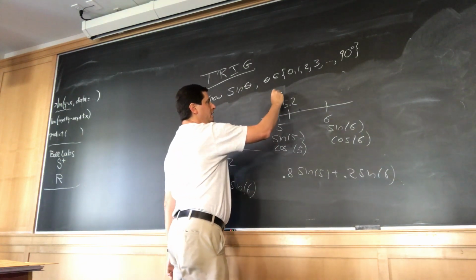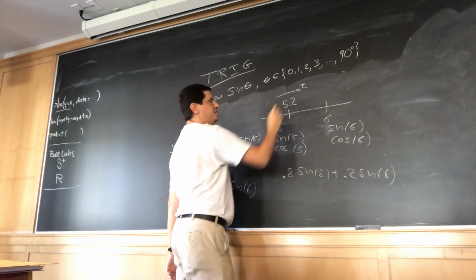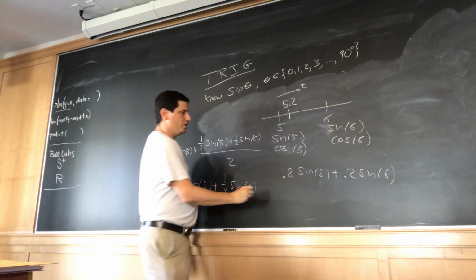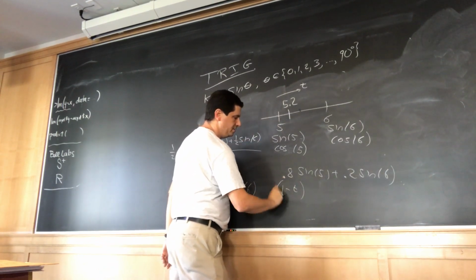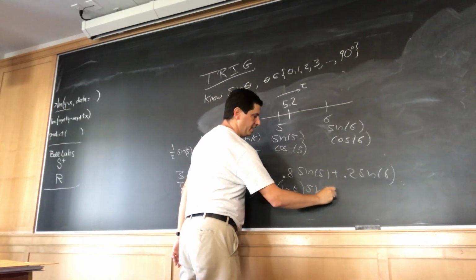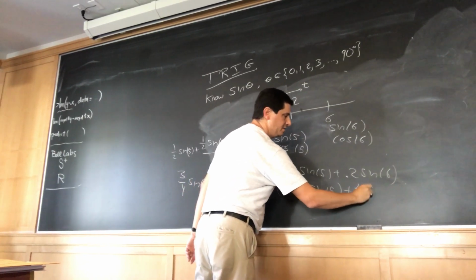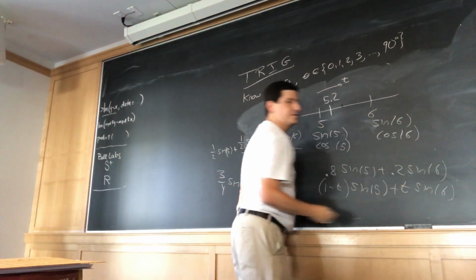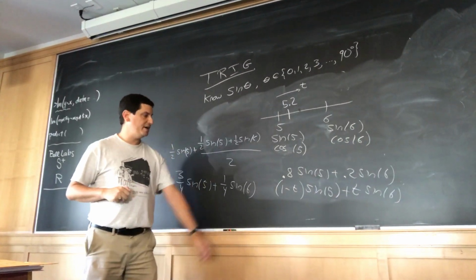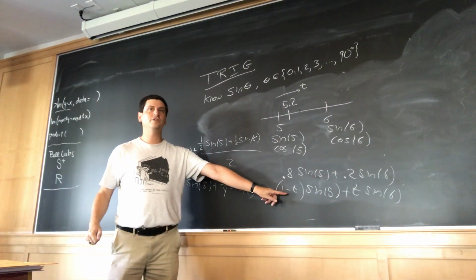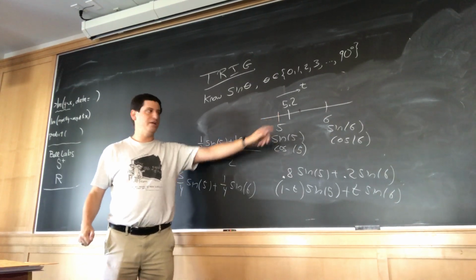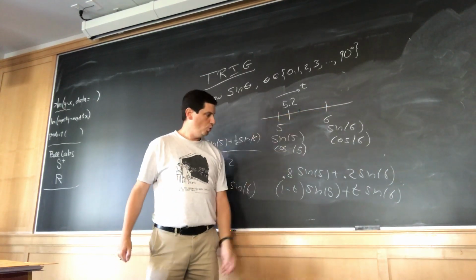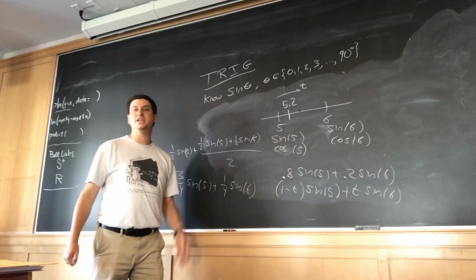So in general, if we go to some distance t, we would want to have (1 minus t) sine of 5 plus t sine of 6. And what's nice about that is when t is 0, all of the mass is at sine of 5, and you don't see sine of 6 at all. When t is 1, all of the mass is at 6.